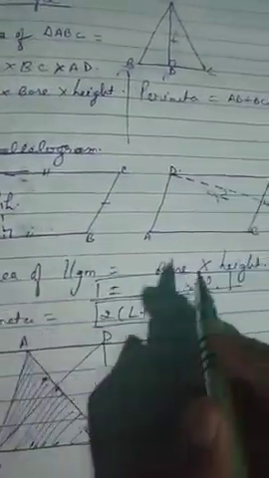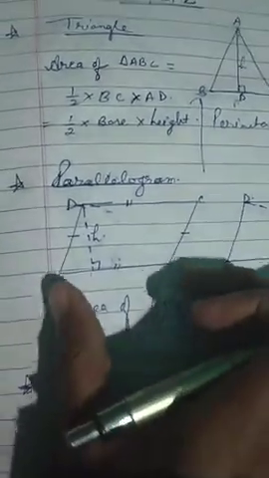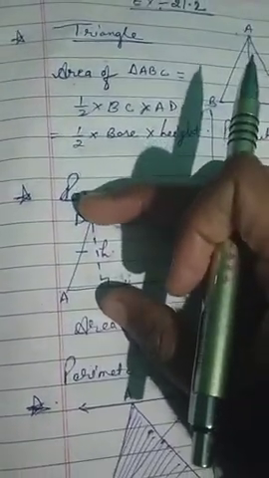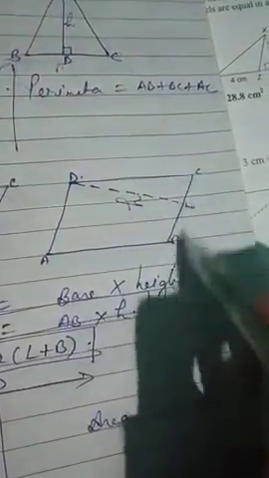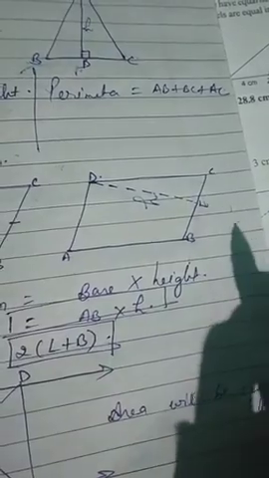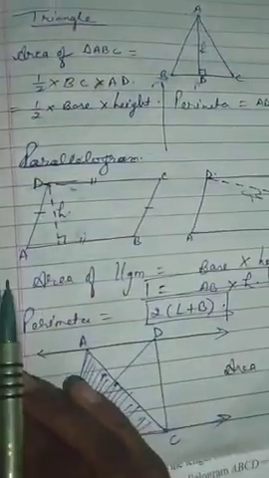So if the height is this, the area of parallelogram you can write as base into height. Its formula is base into height. In a triangle it is half into base into height, but in this only base into height. So this is base and this will be the height. Okay. And suppose this is base and this will be the height, then again you will write this base BC into H. But in both the cases, area will be the same.